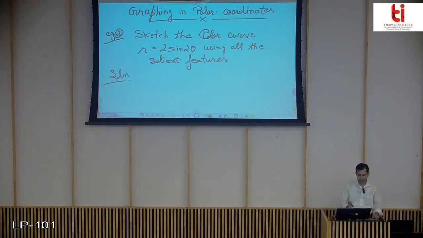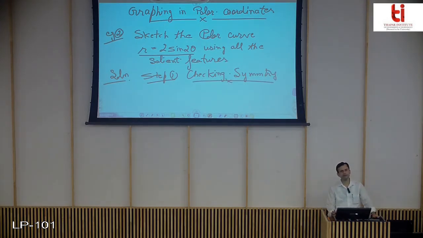Here we continue to example 2, and again we will see how, with the help of symmetry and a table of theta and r, we can draw the polar curve r equals 2 sine 2 theta. This is the second question, and to start with, step one is to check the symmetry, that is, whether the given polar curve is symmetric about the x-axis, y-axis or origin.